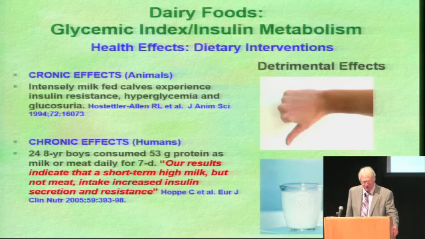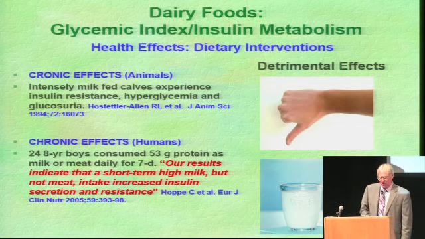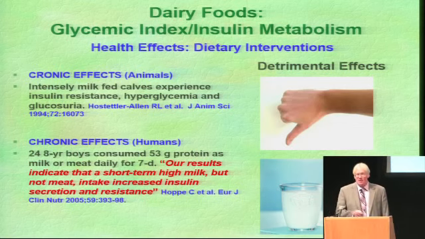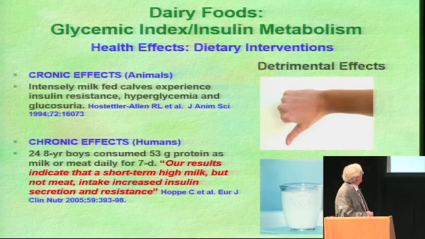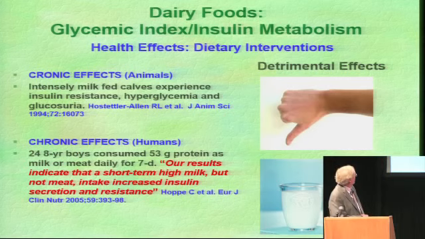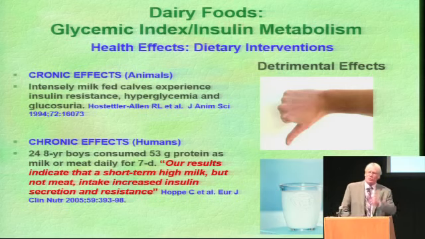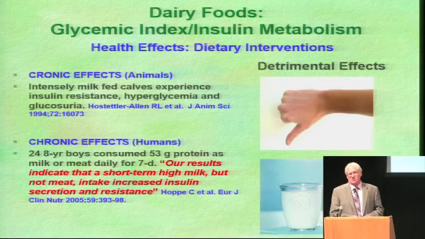There's only been one study in the clinical literature with humans. This is Kristen Hoppe's group, and she reported in AJCN in 2005 that if you gave young boys their protein as either milk or meat, during the arm of the study in which they were fed milk, they all became insulin resistant. So we need to replicate this study in adults, and I have colleagues who are hopefully in the process of doing this shortly.